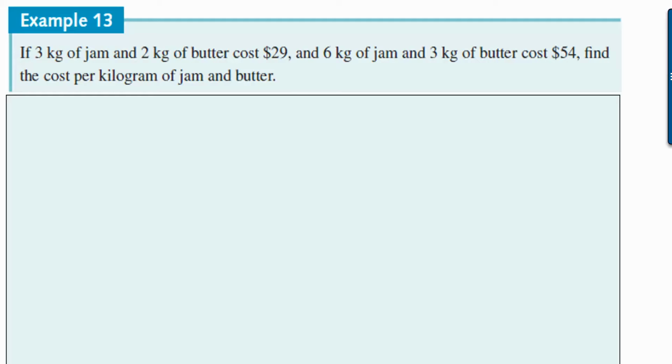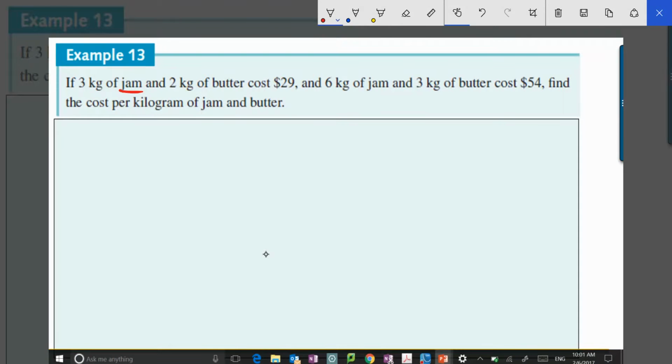All right. If 3 kilograms of jam and 2 kilograms of butter cost $29, 6 kilograms of jam and 3 kilograms of butter cost $54. Find the cost per kilogram of jam and butter. So all they did here, this is an elimination. This is a simultaneous equation of 2 equations because they gave you 2 conditions. If you think about it, what they told you is if I called jam J and I called butter B, I've got 3 kilos of jam, so I can just write 3 times J. Okay, so 3 kilograms of jam and 2 kilograms of butter, that will cost me $29. Where J tells you the cost of jam and B, butter, is the cost of butter per kilogram.